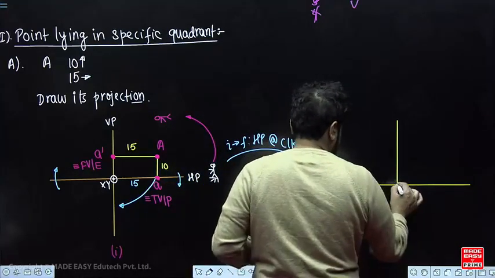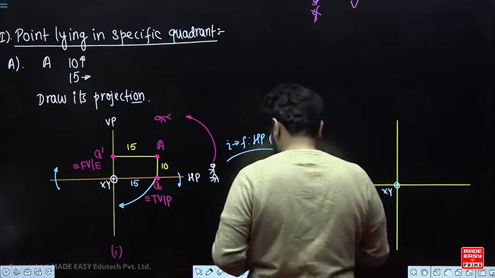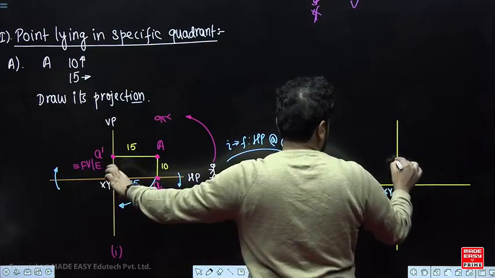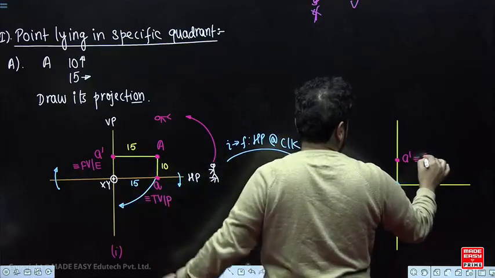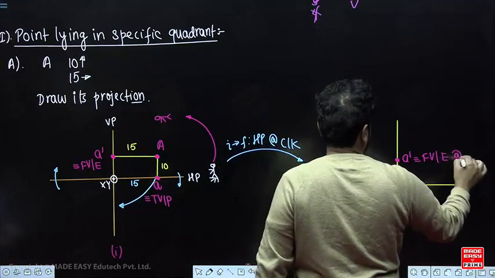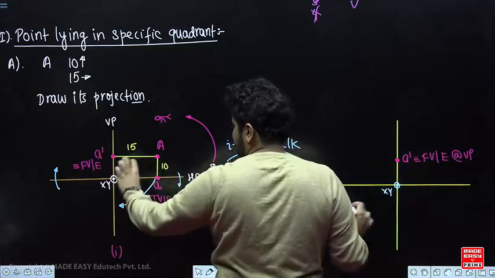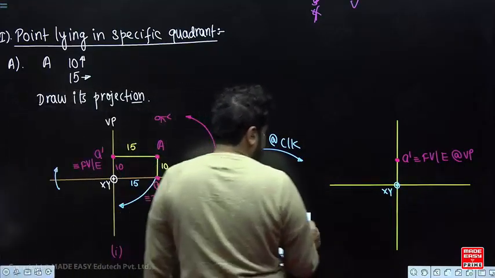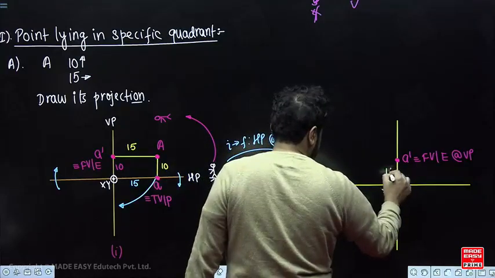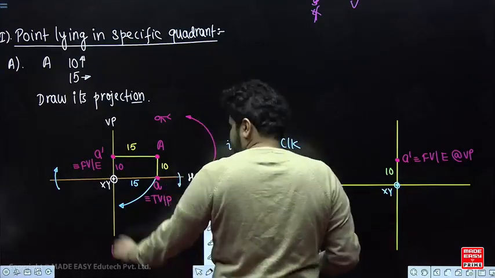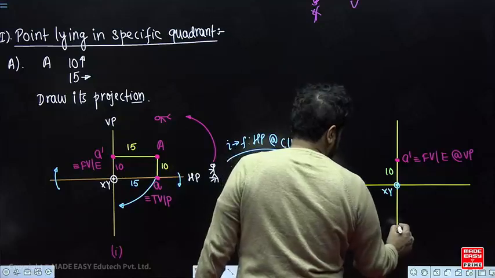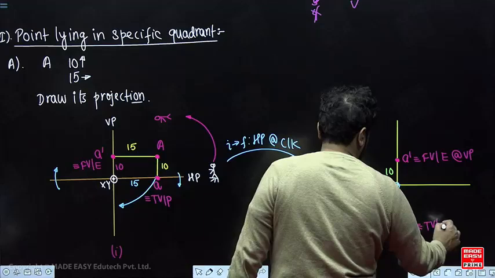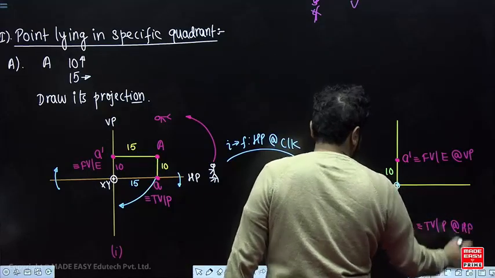See very carefully. This is the intersection XY. There is no doubt about it. Now this point A dash is your front view or elevation, which we draw at VP. If this height is 10, this height will also be 10, है ना? So this height is 10, correct? Similarly, we have A. A will be somewhere here. Top view or plan, this one we are going to get at HP, right?